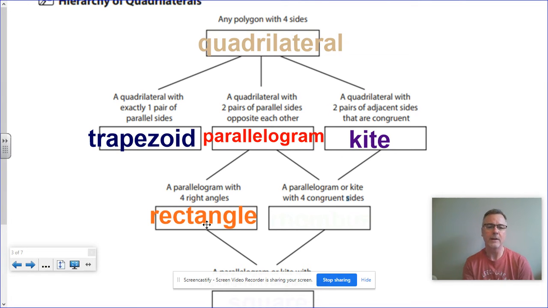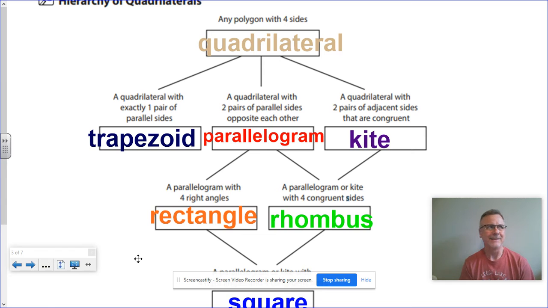And a parallelogram with four right angles is a rectangle. Now, that's the dictionary version of the definition for rectangle. It's a quadrangle, it's a parallelogram, but it's not a square. A rhombus is a parallelogram or a kite with four congruent sides. So we just learned that a rhombus can be a kite. A rhombus is a kite when all four of its sides are congruent and all the angles are the same size. And then down at the bottom, we have square.